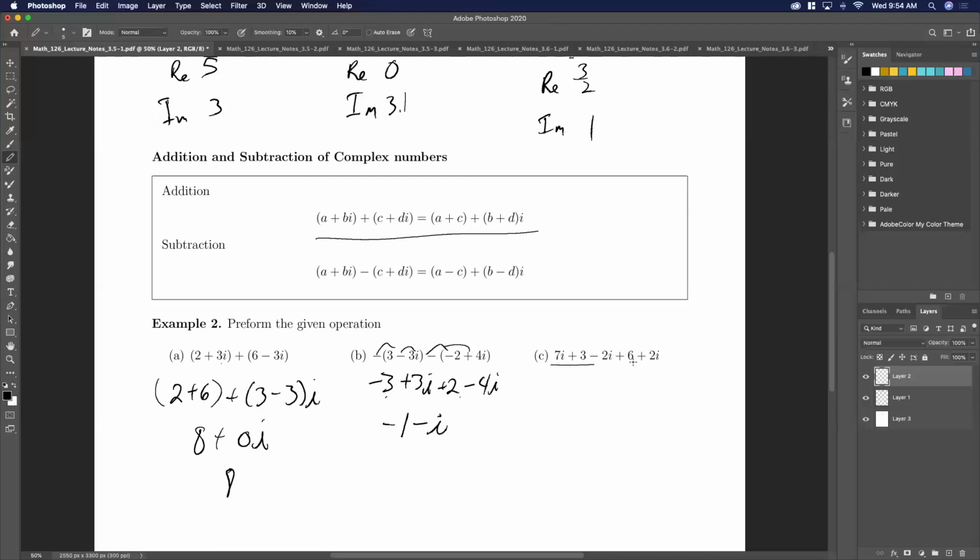Now here, if we have more than one of each, we can just do the real parts together. So it'll be 3 plus 6, which is 9. I have a -2i and a +2i, so those just cancel each other out. And so I'll get a +7i. So when you're adding and subtracting, just do like terms.